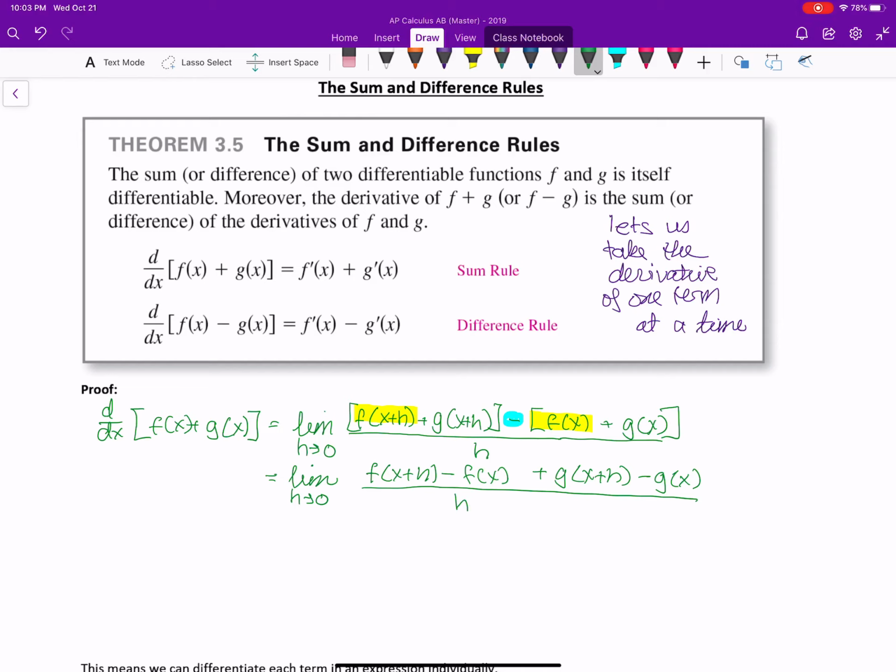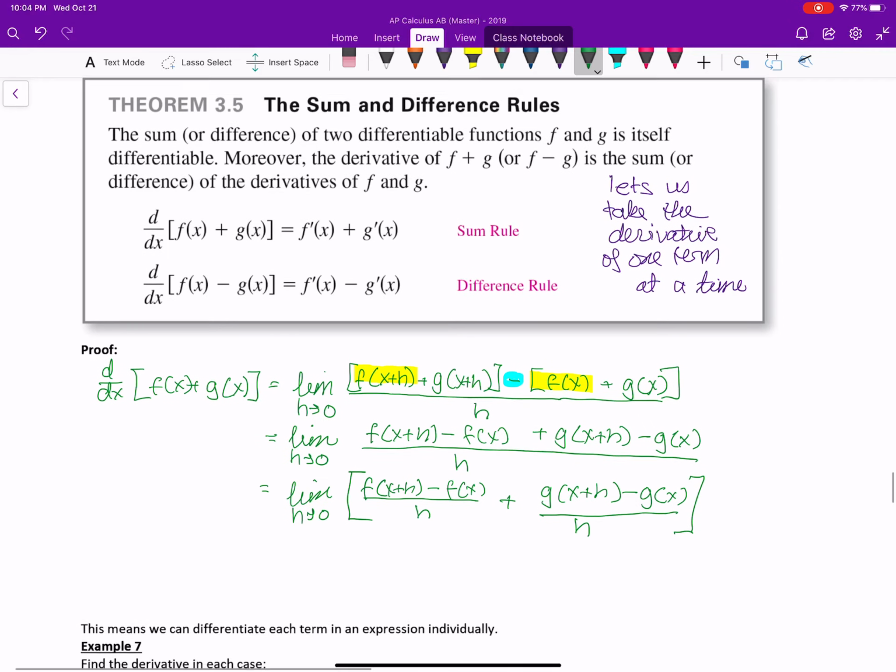That h has to essentially go into every single one of those terms. So I could rewrite these as the limit as h approaches 0 of f of x plus h minus f of x over h plus g of x plus h minus g of x over h. I'm going to put a bracket because it's not all naturally grouped together anymore.